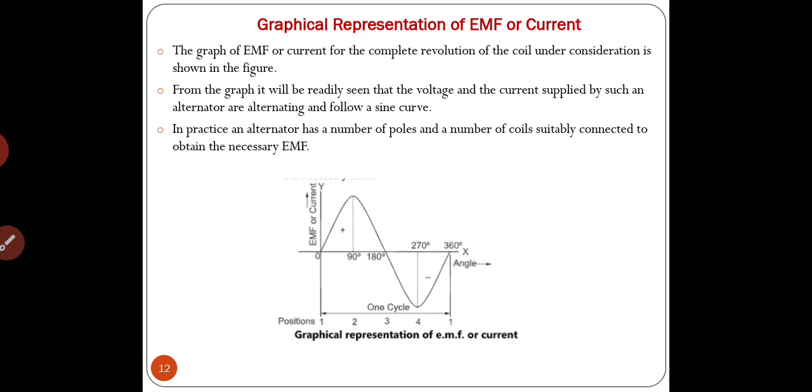So with this we have understood how alternating current is generated, what the advantages of alternating current over direct current are, what the applications of alternating and direct currents are, how alternating current is generated in a generator or an alternator, and what the sinusoidal waveform representation of the alternating EMF or current is.